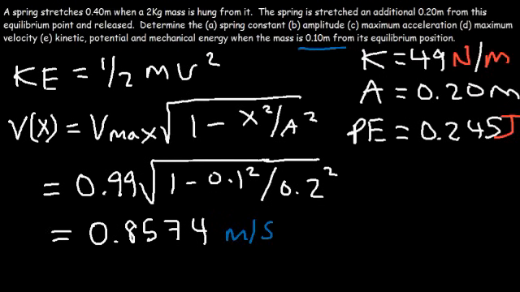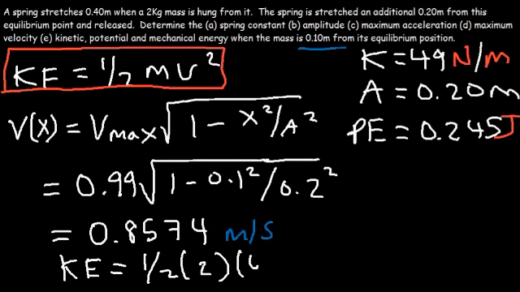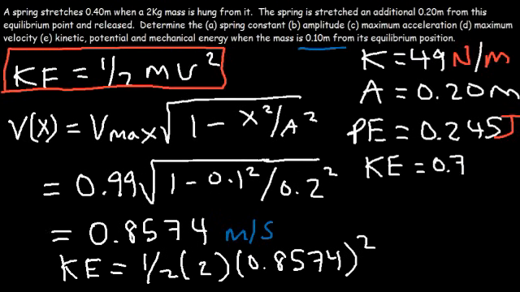Now that we have the velocity, we can now use this equation to find the kinetic energy. So let's plug it into that equation. So KE is equal to 1/2 times the mass, which is 2 kilograms, times the speed, 0.8574 squared. So half of 2 is 1, and 1 times 0.8574 squared is about 0.735 joules. So that's the kinetic energy, 0.735.